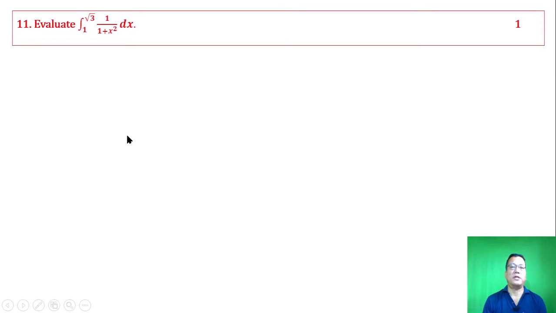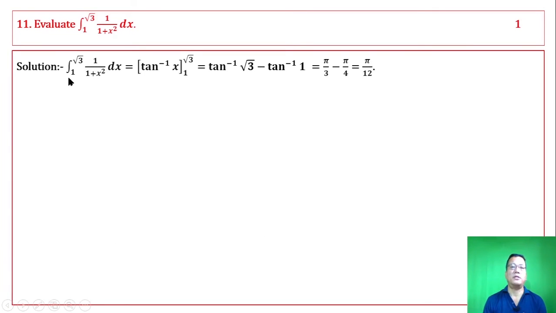Evaluate this definite integral, 1 mark: integral of 1 by 1 plus x squared dx, which is tan inverse x. Using the fundamental theorem of integral calculus, with upper limit root 3 and lower limit 1, the expanded form is tan inverse of root 3 minus tan inverse of 1. Tan inverse of root 3 is pi by 3, 60 degrees, and tan inverse of 1 is pi by 4. Pi by 3 minus pi by 4 is pi by 12.